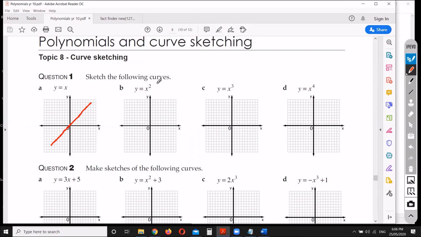x squared will be a? Parabola. Parabola passing through the? Origin. Concave up or concave down? Concave up. So it's going to look like this. Right? x cubed?